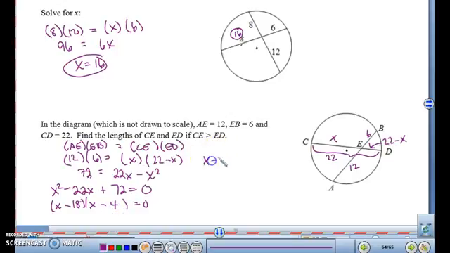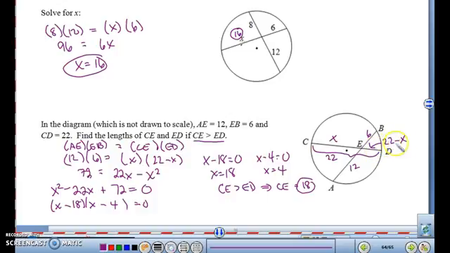All right, set them equal to 0. And x is equal to 18, and x is equal to 4. Okay, so we got two values of x, which is perfectly fine. All right, so x could either be 18 or 4, but remember this said that CE has got to be greater than ED. So would x be 18 or would x be 4? Well, since CE is greater than ED, that means CE will be 18. And that means that ED will be 22 minus 18, which is 4. Okay, so since this one is the larger one, this one would be 18, and this one would be 4.